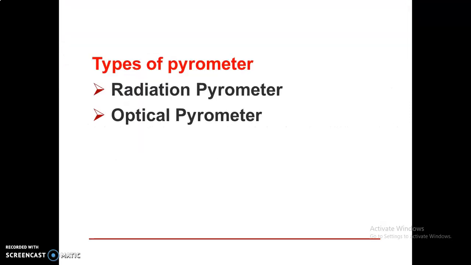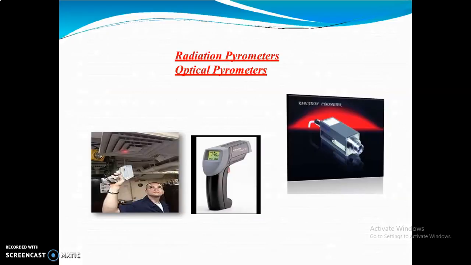There are two different types of pyrometers we have. One is the radiation pyrometer, and another one is called the optical pyrometer. So how do they differ, the radiation pyrometer and the optical pyrometer?